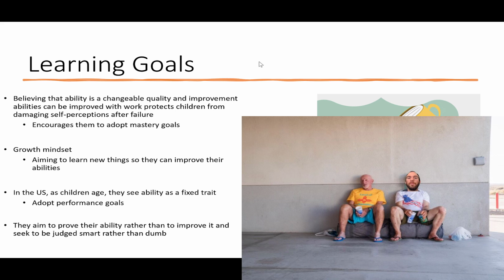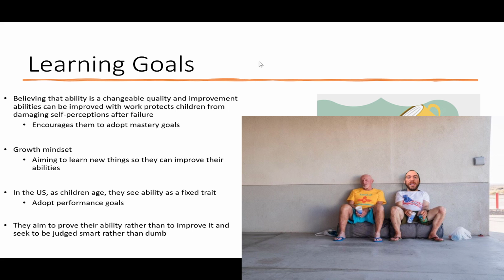Learning goals. Believing that abilities are changeable qualities, and that abilities can be improved with work, protects children from damaging self-perceptions about failure and encourages them to adopt mastery goals. Growth mindset: aiming to learn new things so that they can improve their abilities. In the U.S., as children age, they see ability as a fixed trait and adopt performance goals. They aim to prove their ability rather than to improve it, and seek to be judged smart rather than dumb.